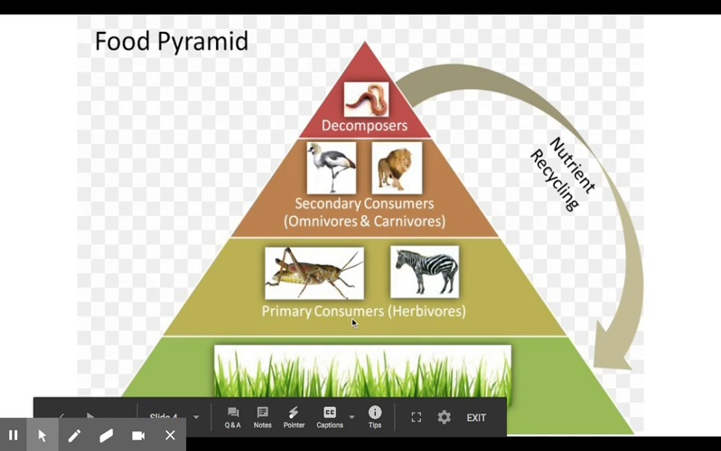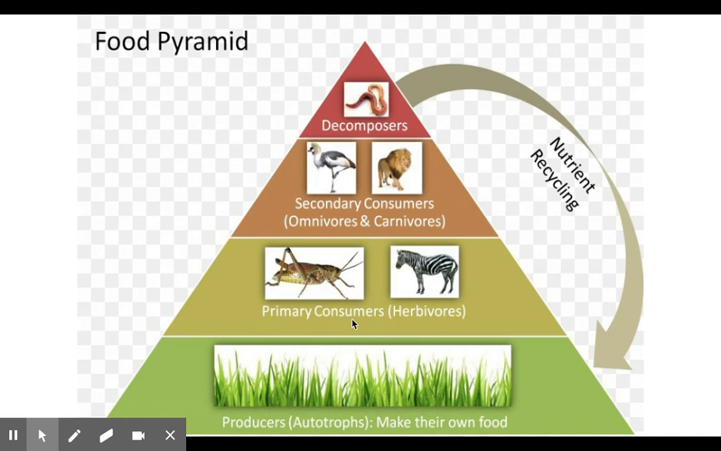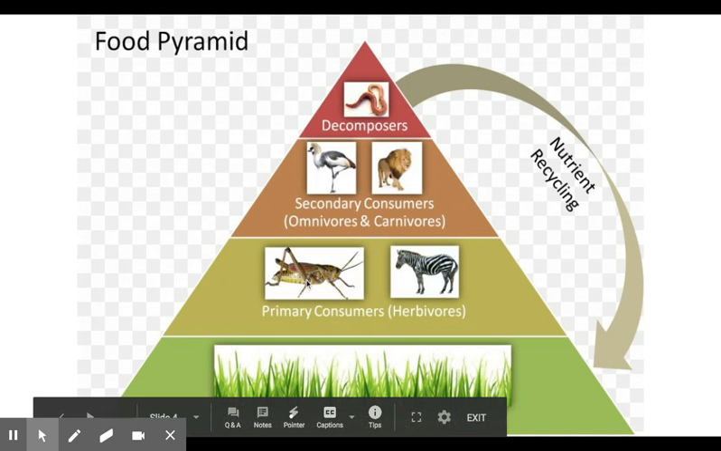And the second organism is the primary consumers or the herbivores. Examples of these are the grasshopper and the zebra, who are fed with the producers or eat the producers.